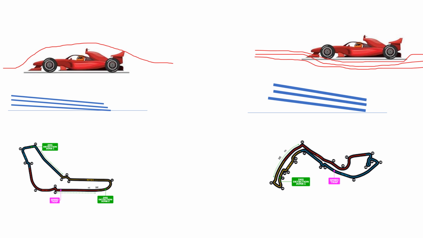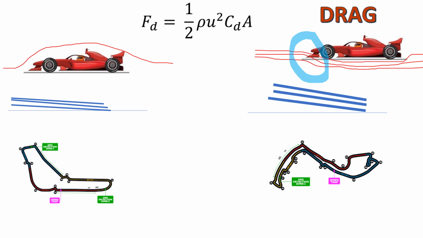Now, why do we need low downforce? Downforce comes with a price. There's a thing happening over here and we call that drag. Drag is a force which is proportional to velocity squared and area. This drag opposes the velocity of the car and slows it down.